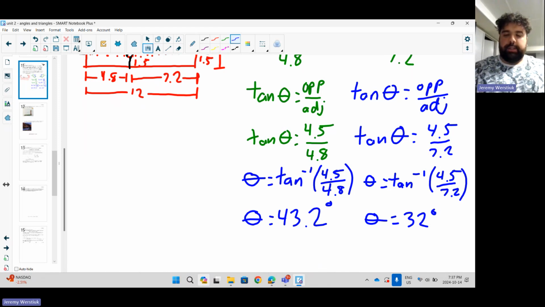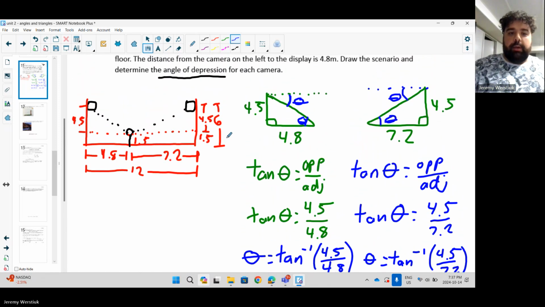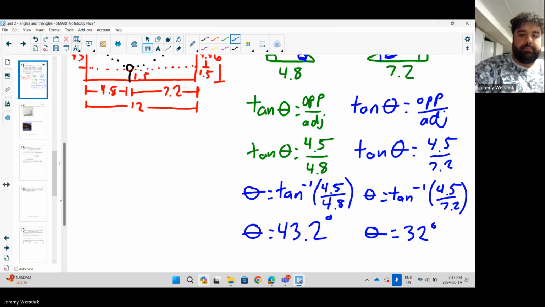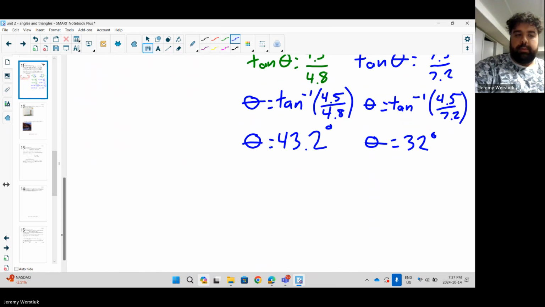So 32 degrees and 43.2 degrees are the angles of elevation of, or sorry, not the angle of elevation, the angles of depression of each camera. All right, those are our answers. Now let's throw a box around.